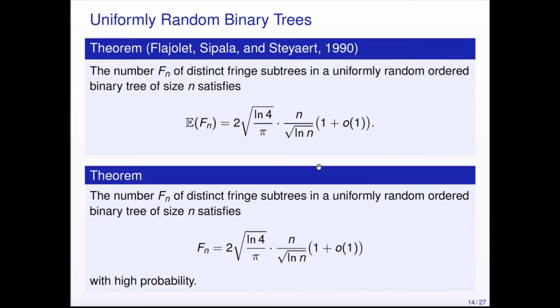And also we were able to show the following. So we proved that the number Fn also satisfies the same asymptotic estimate, but with high probability. So Fn asymptotically grows as n over square root of log n times this constant with high probability.